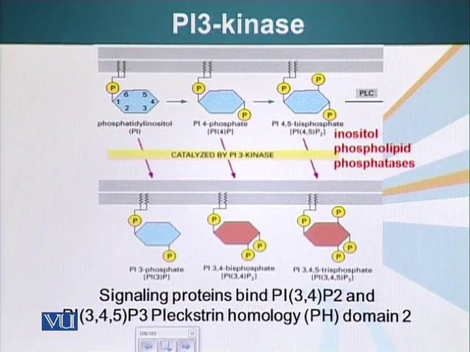PI3 kinase, phosphatidylinositol 3 kinase. The number 3 is there because it attaches a phosphate group at carbon number 3 on phosphatidylinositol. So here, this is a reaction catalyzed by PI3 kinase, and it results in addition of a phosphate group at carbon atom number 3, as you can see on the screen.